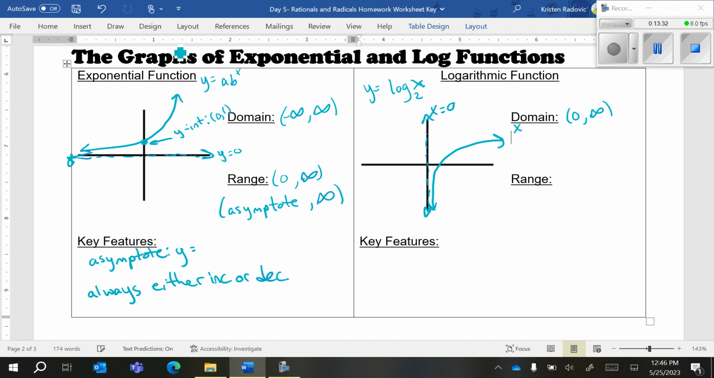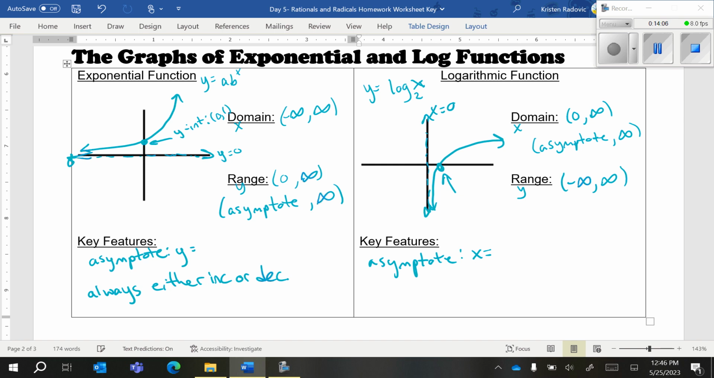Domain is x values, range is y values, by the way, left to right versus up and down. Now, your domain is really from your asymptote to infinity. Your range is all real numbers. Goes always up and always down. Your key features are that your asymptote is x equals. That's kind of all I got for log. Oh, yes, I do have one other point.